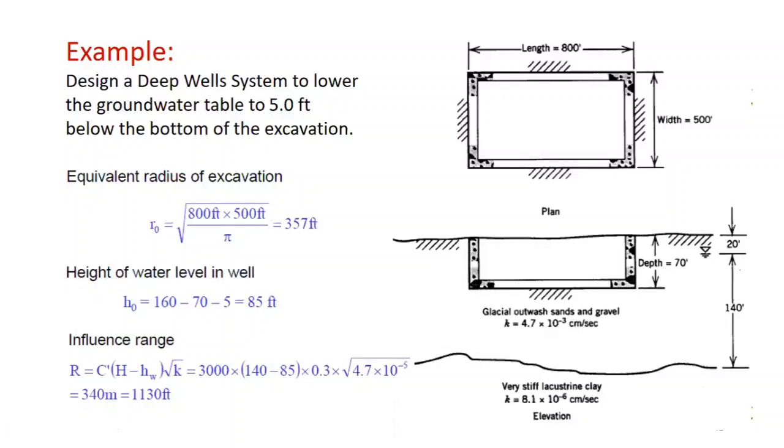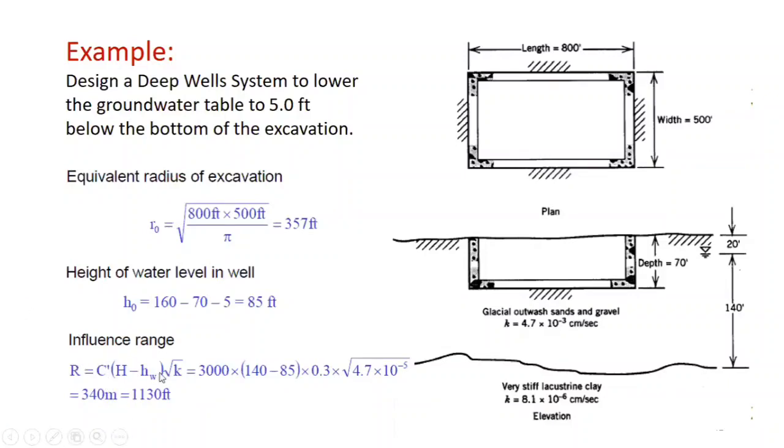Then the influence range, a very important number you need to calculate. Once you are doing pumping, up to what radial distance will the water table be drawn down? If you remember yesterday's discussion, I told you that the drawdown at the well itself is maximum, and as you start moving away from the pumping well, the drawdown starts decreasing, and you have to look for a distance where the drawdown becomes 0, and that is called the influence range. And this is the formula which was discussed in previous slides.